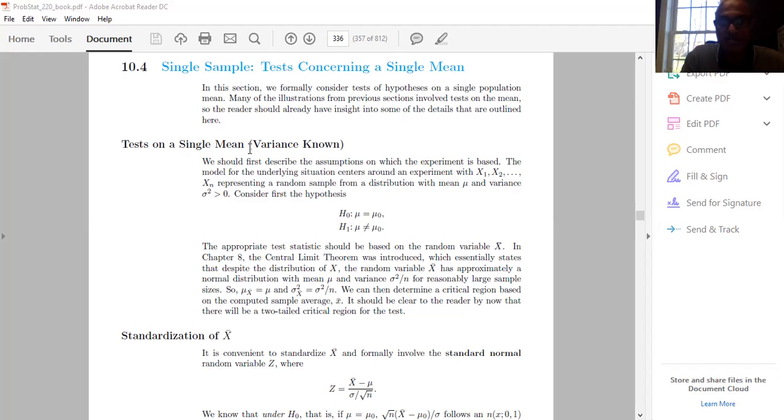So the test of single mean is given over here. You can see H0, as I told you last time, is nothing but your null hypothesis and H1 is nothing but your alternative hypothesis. The null hypothesis always relates to the mean, with the equality. So nu is equal to nu 0.